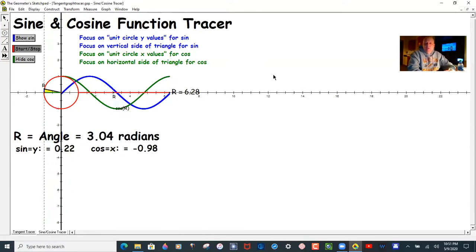This is an action or motion idea, and most teachers miss this in the teaching of it, but this is where the graphs of sine and cosine come from. And that's why we needed to study a little bit of unit circle trig before we begin function trig.